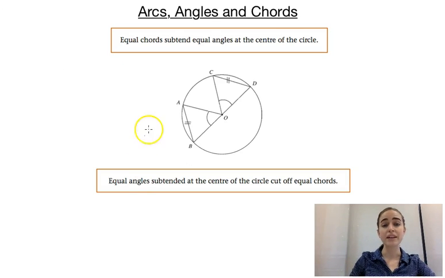So our second property is very similar. It says equal chords subtend equal angles at the center of the circle. So it's not talking about the arc lengths this time, it's talking about the chords. So the straight line distance for C to D is equal to the straight line distance from A to B. And that means that these angles in the middle are going to be equal. Now it works the other way as well, so the converse is true. So equal angles subtended at the center of a circle cut off equal chords.